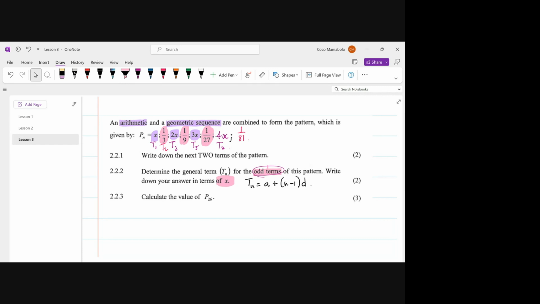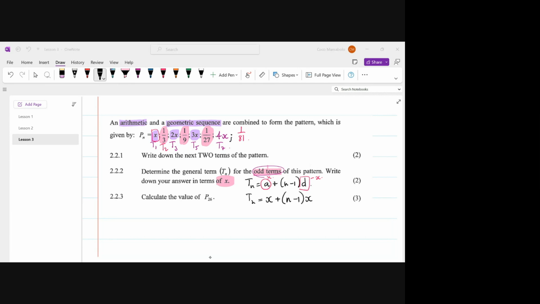All right, so let's talk about what we have over here. We know that our a is going to be our first term, that's x. We know that our common difference, we calculated, was also x. So we know we have x and x. So let's go ahead and put this into the formula. So we'll go Tn is equal to x plus (n minus 1) multiplied by x.